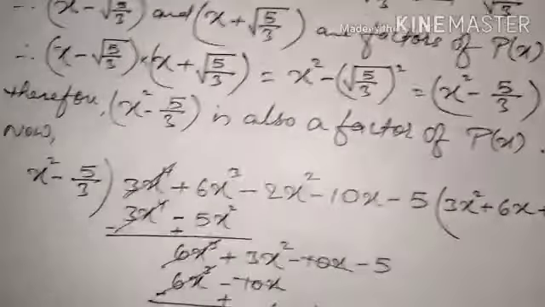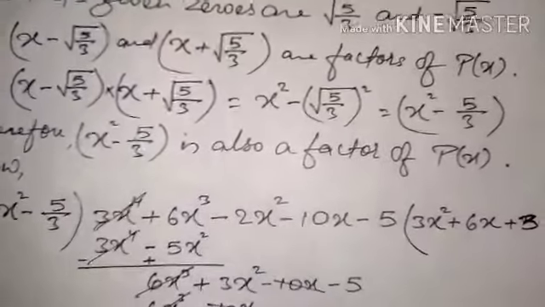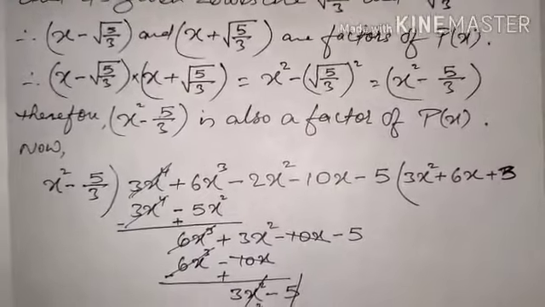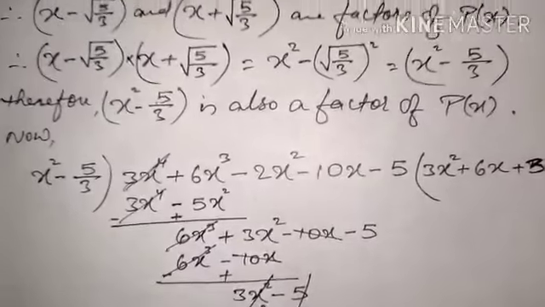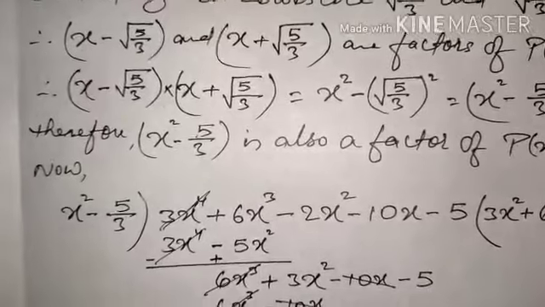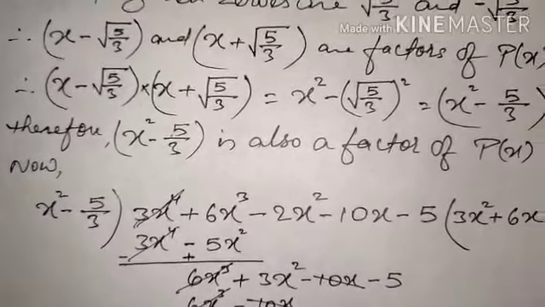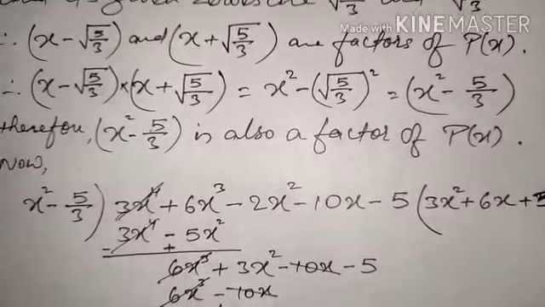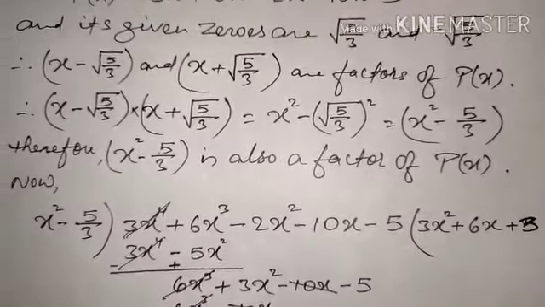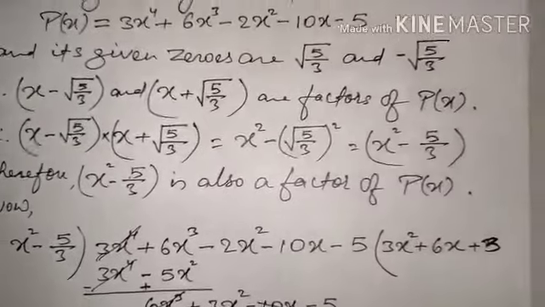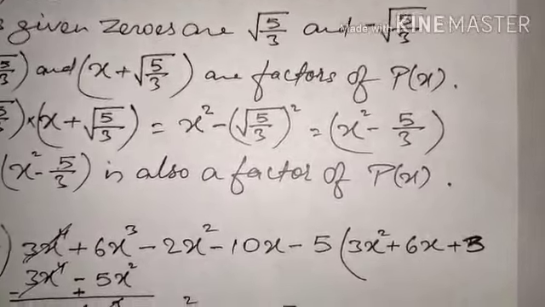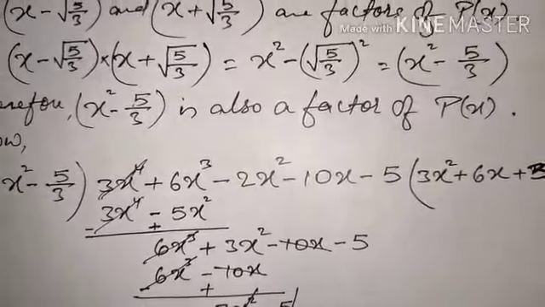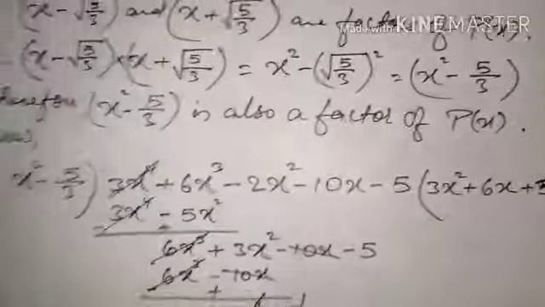Now one more thing: if 2 and 3 are factors of 12, then we can say that the product of 2 and 3, that is 6, is also a factor of 12. That is what I'm going to use, taking the product of these two: (x - √(5/3))(x + √(5/3)) = x^2 - (√(5/3))^2, using a^2 - b^2 = (a + b)(a - b), which is x^2 - 5/3. So x^2 - 5/3 is also a factor of p(x).